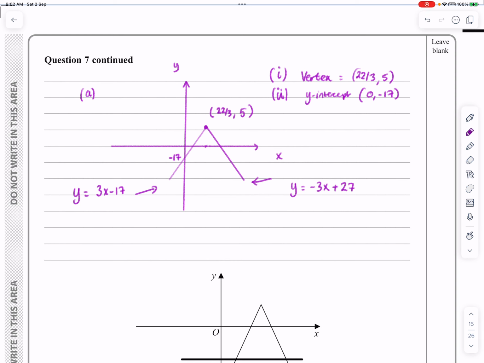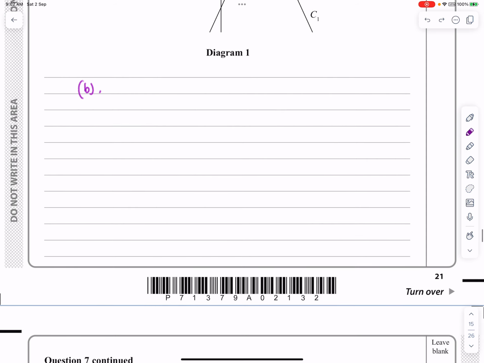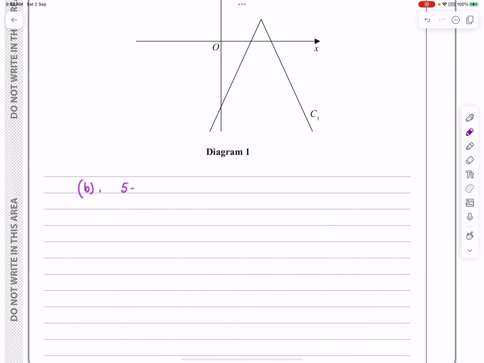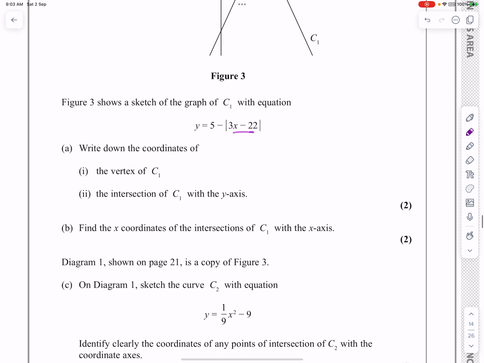I'm now trying to find this point and this point, which is where the modulus graph is going to hit the x-axis, so that's when it's equal to 0. So I can say 5 minus 3x minus 22, when is that equal to 0? And 5 minus minus, so in other words 5 plus 3x minus 22, where is that equal to 0? So that's the two possibilities for what we might be getting in here.